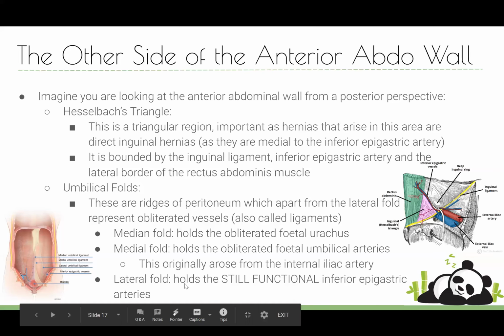The lateral fold holds the still functional inferior epigastric arteries, which came from the iliac artery. Okay, so the lateral fold is the one that still has something in it that's useful. The median and medial folds have obliterated structures that Monash care about for some reason. But apart from that, that's about it.